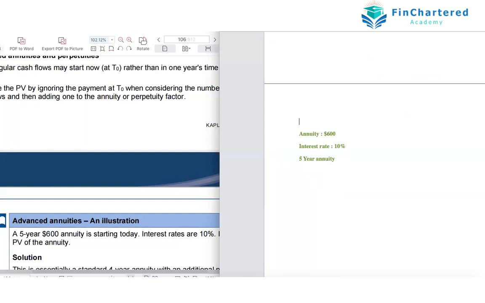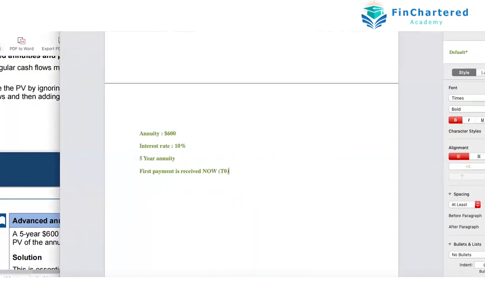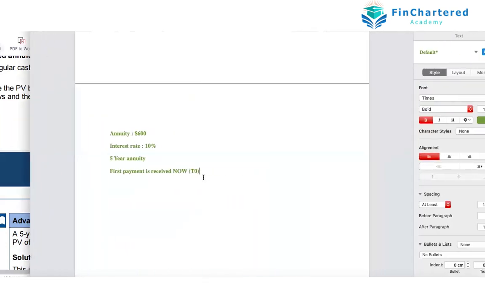The only single difference in this specific question is that you get the first payment now. Now means time zero. The only difference, again, I'm closing the textbook, is in red. This is the one single difference in the question compared to what we did earlier.